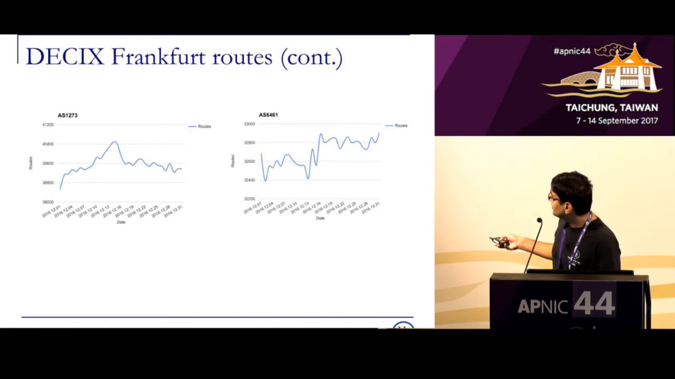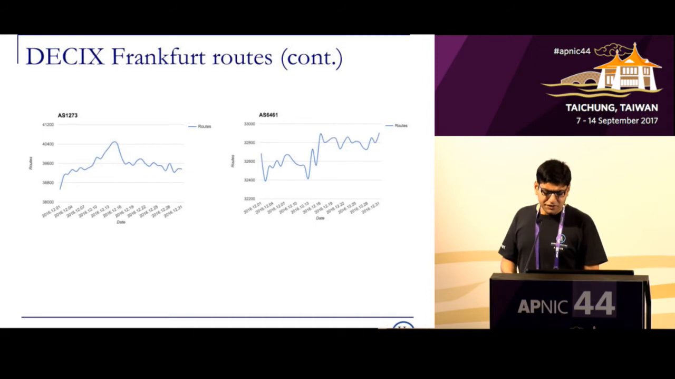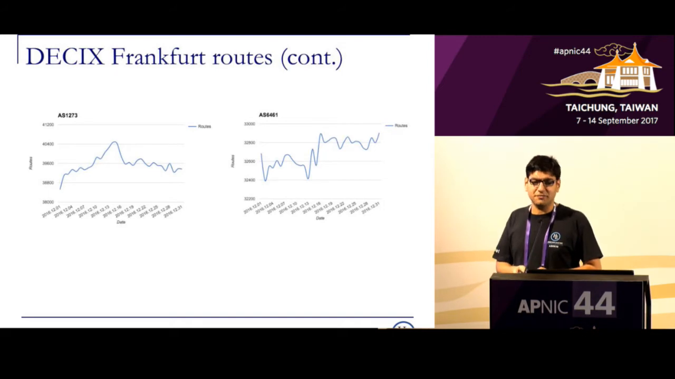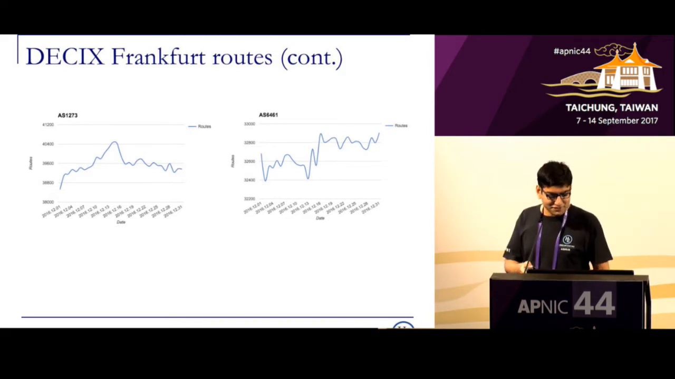AS1273 increase and then decrease. AS6461, which is Above.net, had a slight jump around this time, and it stayed for a while. We did not graph it for 2 or 3 months, but I'm sure the graphs would be at their original level after this time, maybe except in certain cases where someone might be very much pissed off with their transit providers and might just be switching away, which would be an interesting thing to see actually.